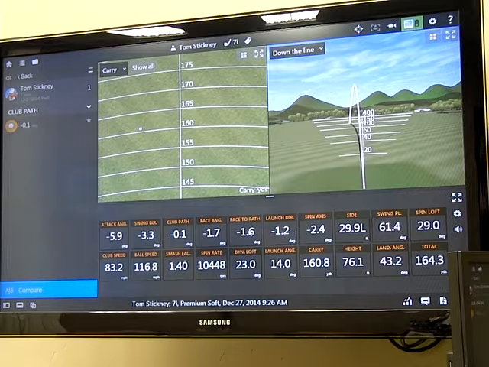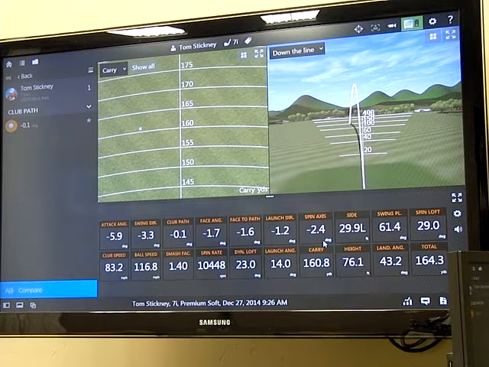We can see this face-to-path relationship is shown by our launch direction. This helps me to see where the ball started. We know that the ball starts mainly in the direction of the face and curves away from the path. So we can see here when the face-to-path relationship is negative, the launch direction was a touch to the left. Spin axis.